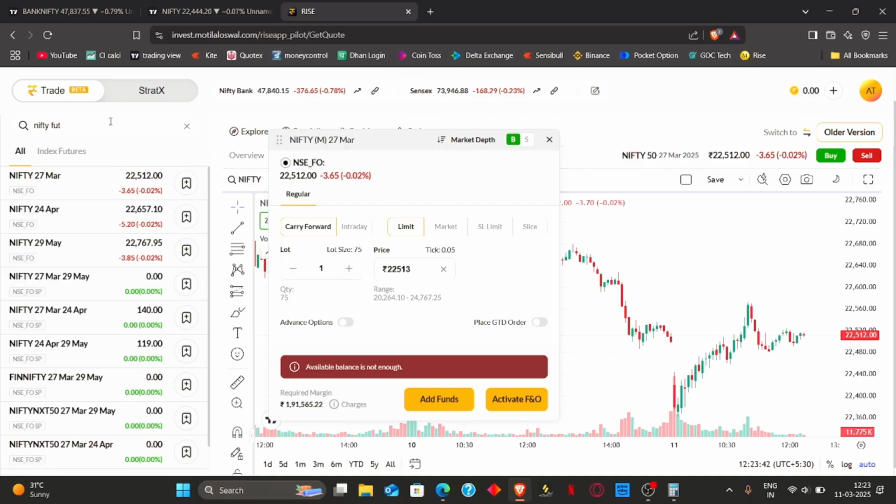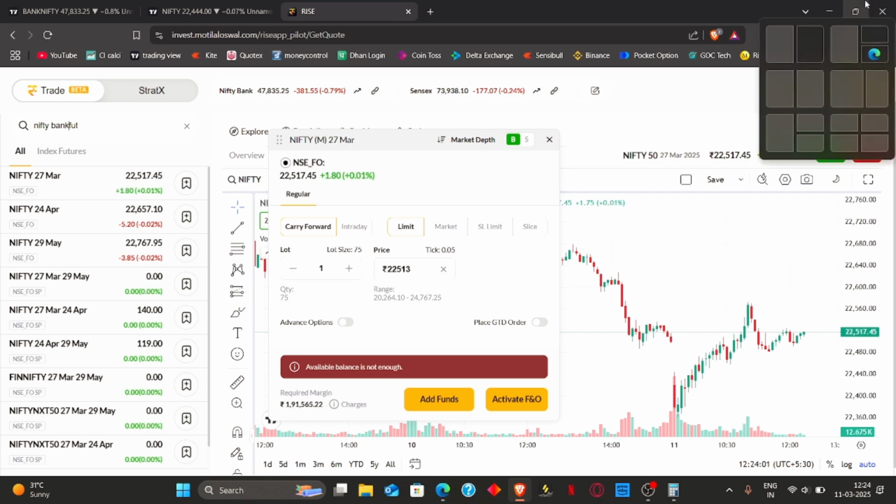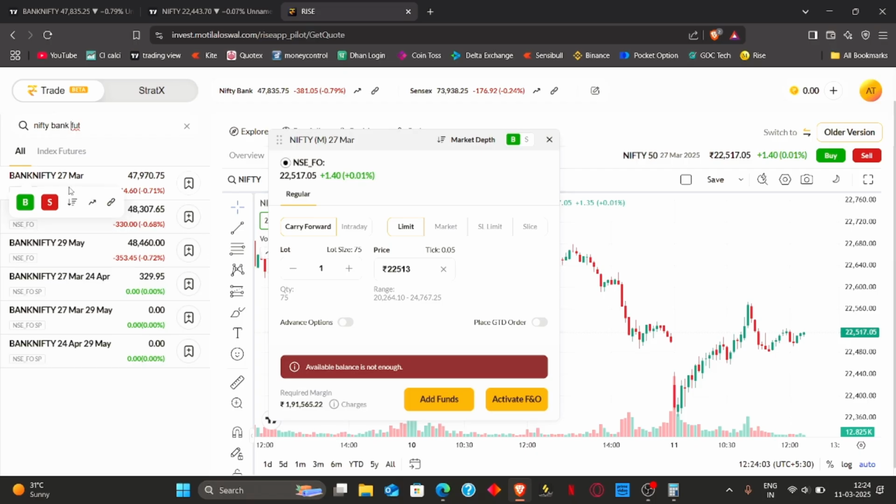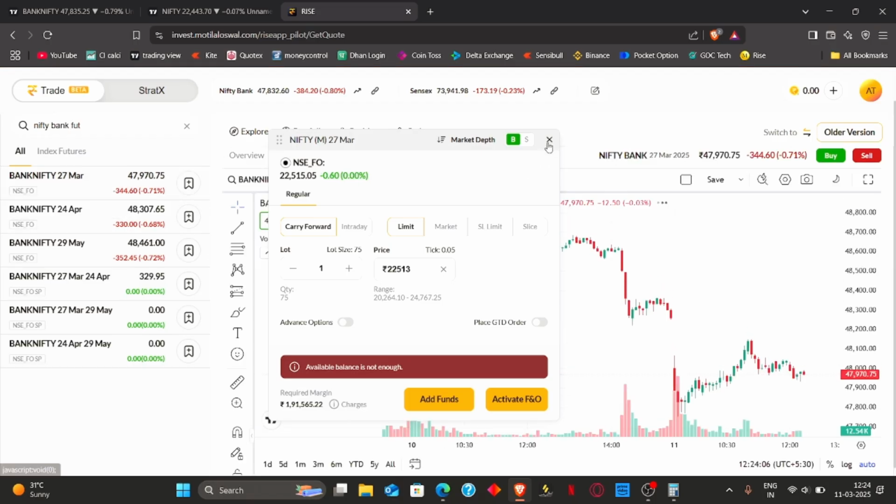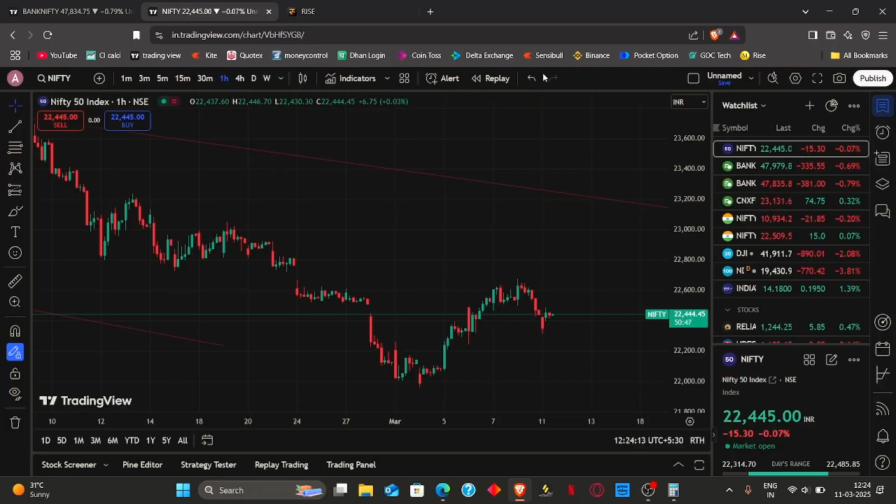Similarly, that happens with Bank Nifty as well. If you just want to see, let me do it once. Let us go with Nifty Bank futures. So here Bank Nifty futures are being opened. Similarly, we can do buy and sell in the Bank Nifty futures as well.